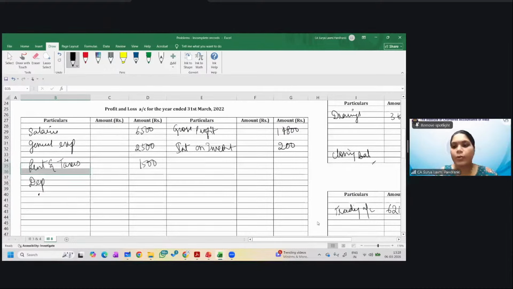Tell me the depreciation amounts. Which one is 750? Someone knows. 750 is machinery, okay? And furniture ka? 120, okay. Total? 870. Okay, done.